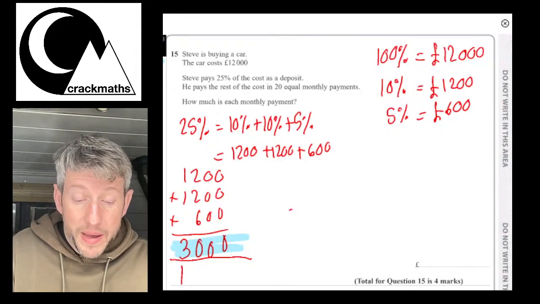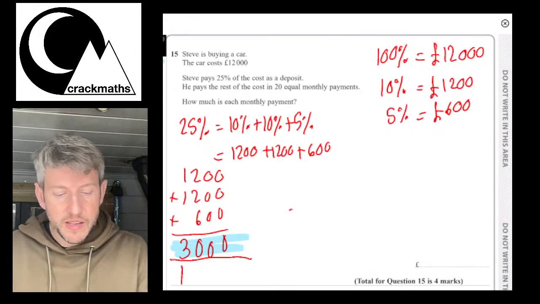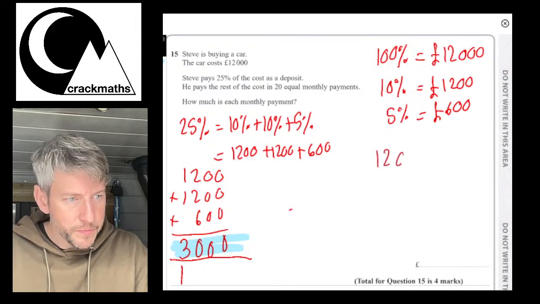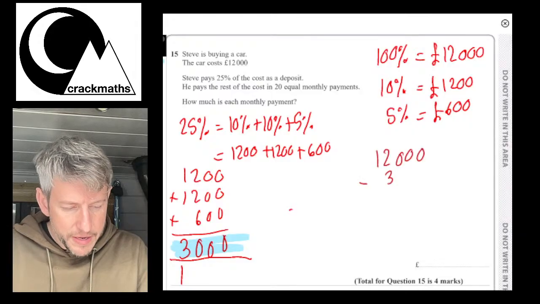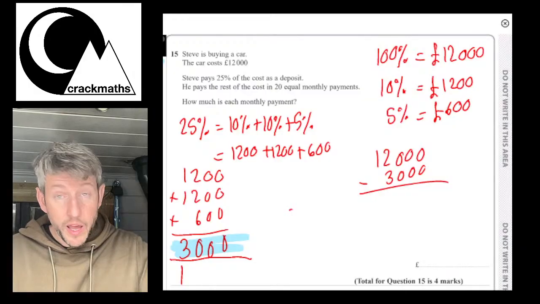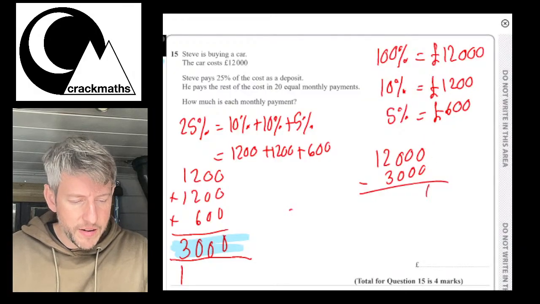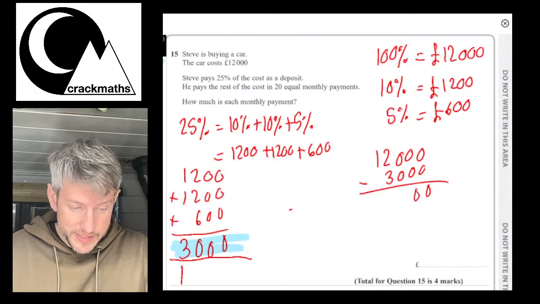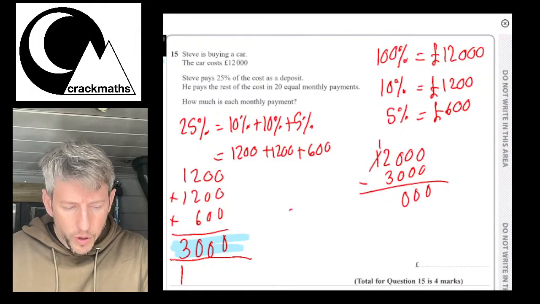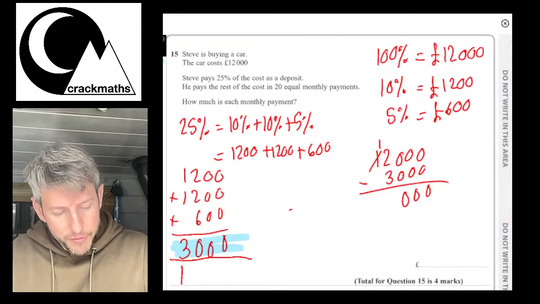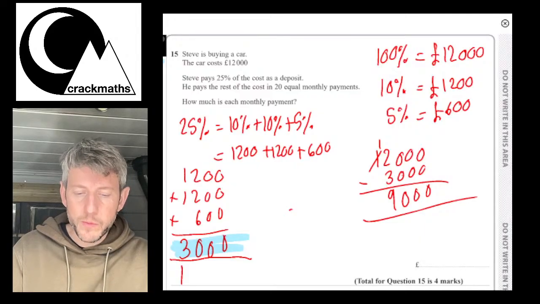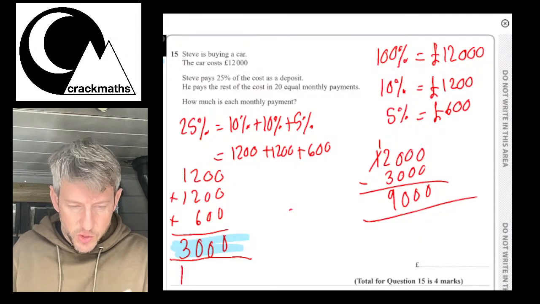Okay. And then he pays the rest in 20 monthly payments. So we need to do the £12,000 minus the £3,000 to find out how much he's going to pay in the monthly instalments. 0 take away 0, 0 take away 0, 2 take away 3 we can't do. So we borrow the 1. 12 take away 3 is 9. So he's paying £9,000 in 20 monthly instalments.